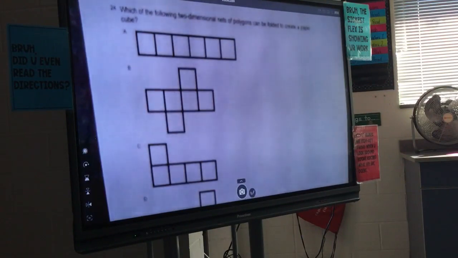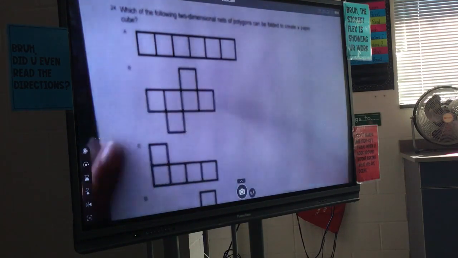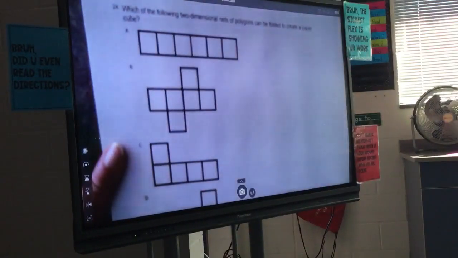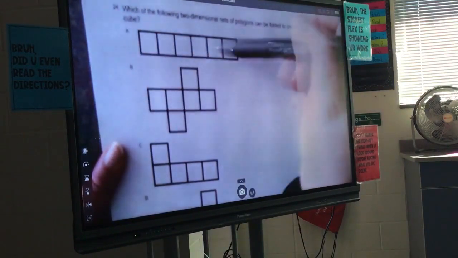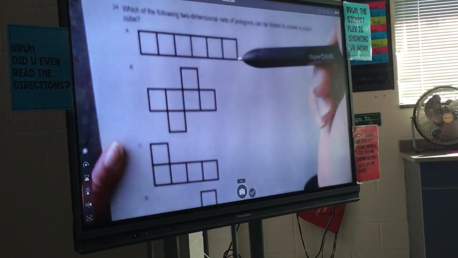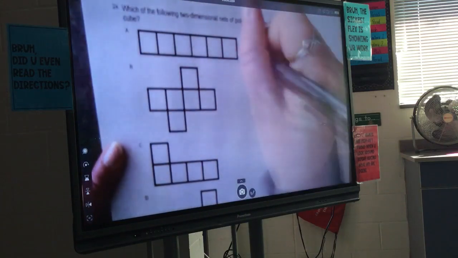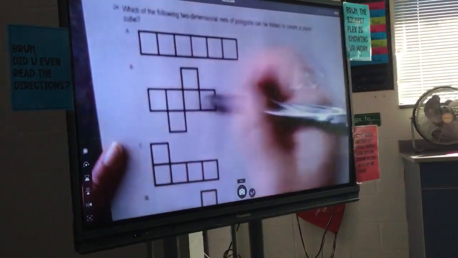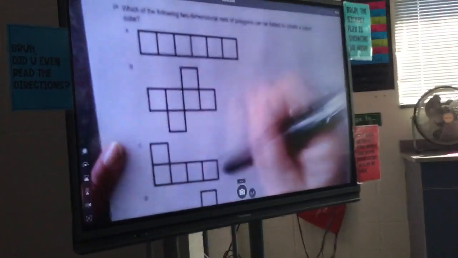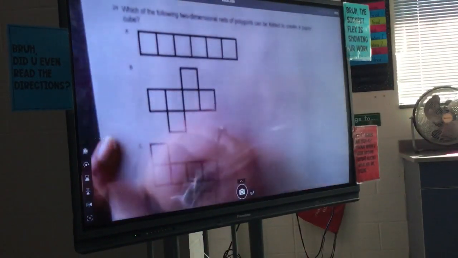So first and foremost, how many squares does a cube have? So how many faces does a cube have? Dimaje? Nope. Not 9. Logan? Okay, so 6 faces. So I'm going to go through real quick, and I'm going to count each one of these and make sure that they have 6. So 1, 2, 3, 4, 5, 6. Okay, so this one has 6, so that might be good. This one has 6. This one only has 5. So this one is gone, right?